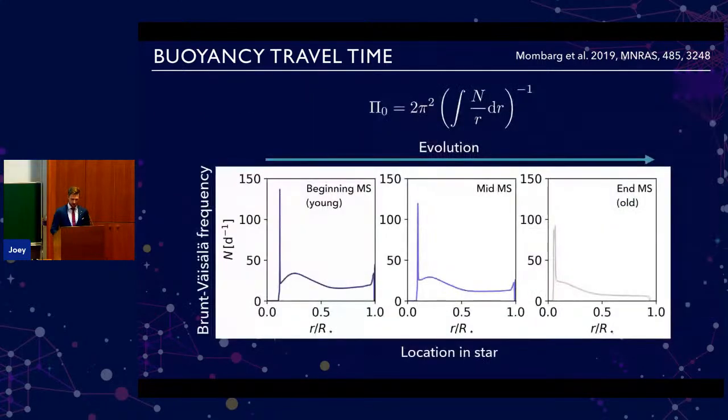As your star evolves, the shape or the profile of your Brunt-Väisälä frequency changes, and as a result, the buoyancy travel time changes as well. So this gives you a quite strong diagnostic on the age of a star.